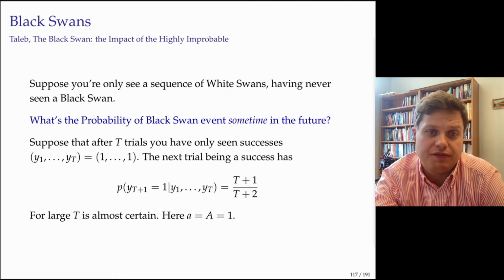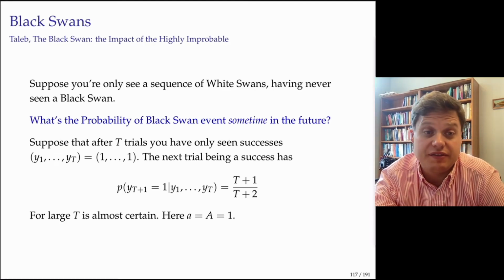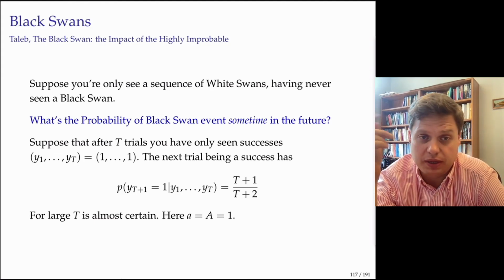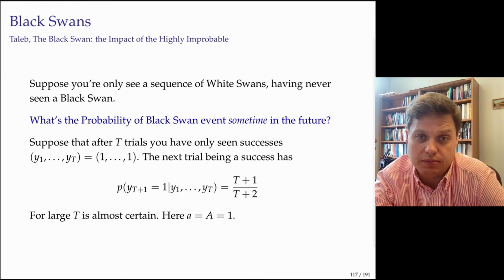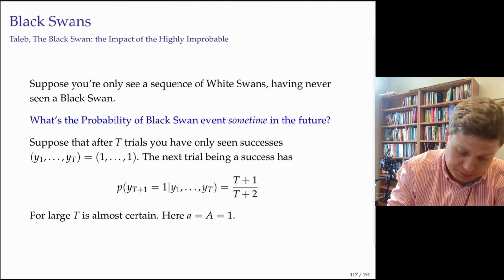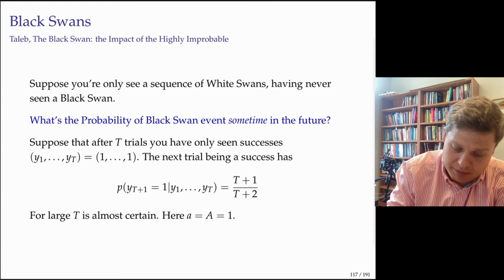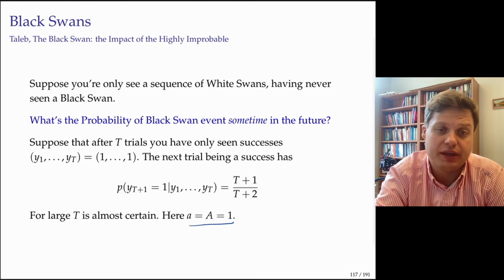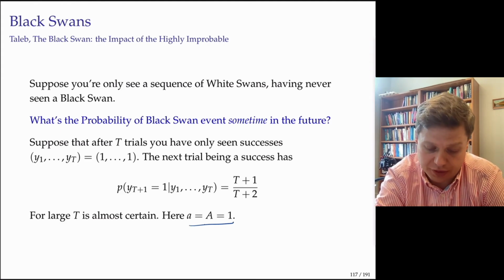So suppose that you have t trials, and you only have seen successful outcomes. So all of your previous observations about this variable y are equal to 1. And the probability of the next trial being a successful outcome according to this beta binomial model is just t plus 1 divided by t plus 2. So we assume that the prior parameters are 1 and 1 here. So we assume this flat prior to begin with.